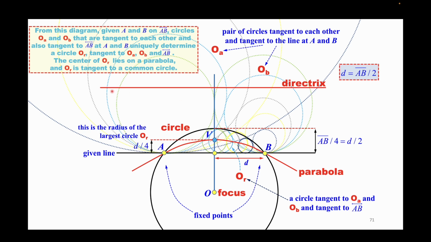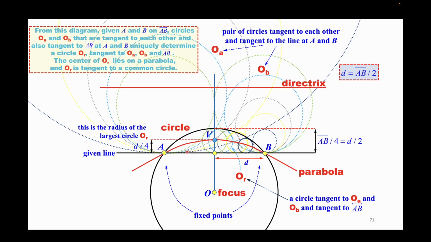The parabola has a directrix and a focus. The focus is exactly the center of this common circle. So, the vertex of this parabola is the center of the largest OR. And the distance going from V to O is equal to the distance from V to the directrix. Therefore, from a sequence OA and OB, a sequence OR is determined. And this sequence of OR gives us the largest radius must be D over 4.